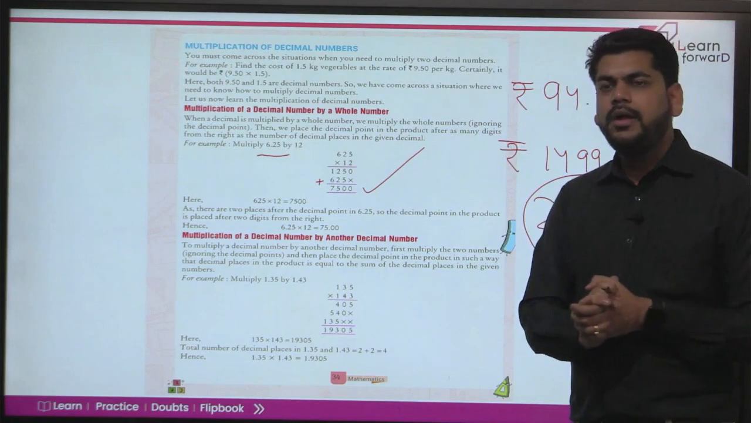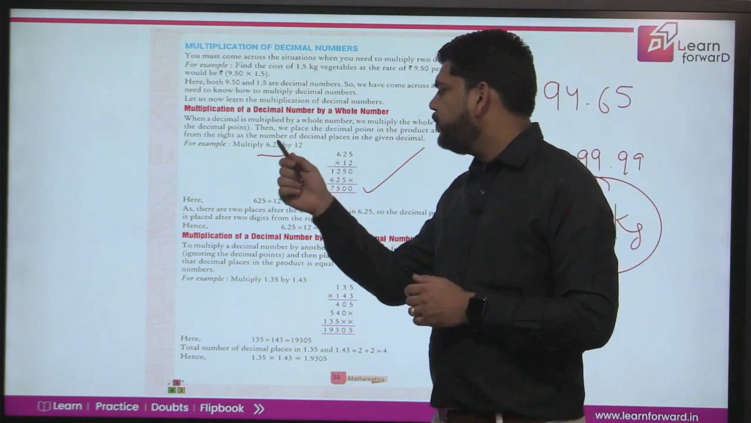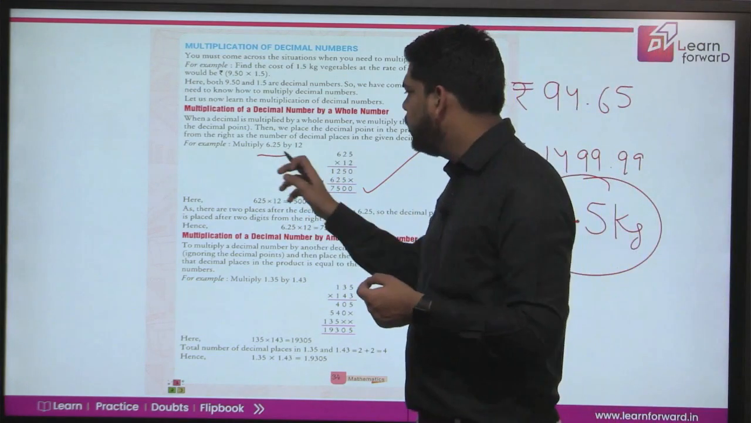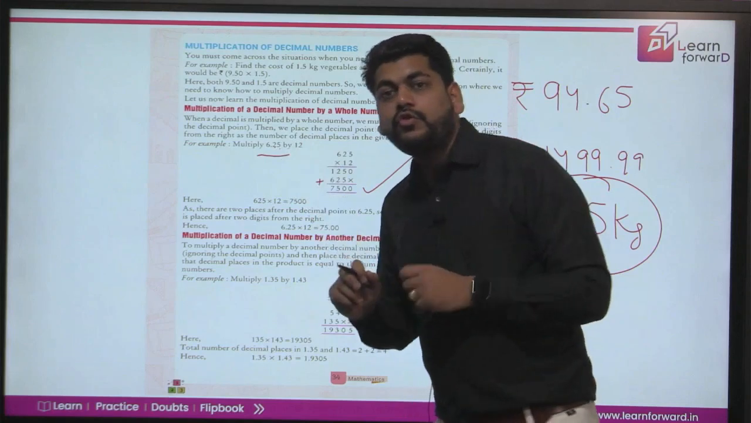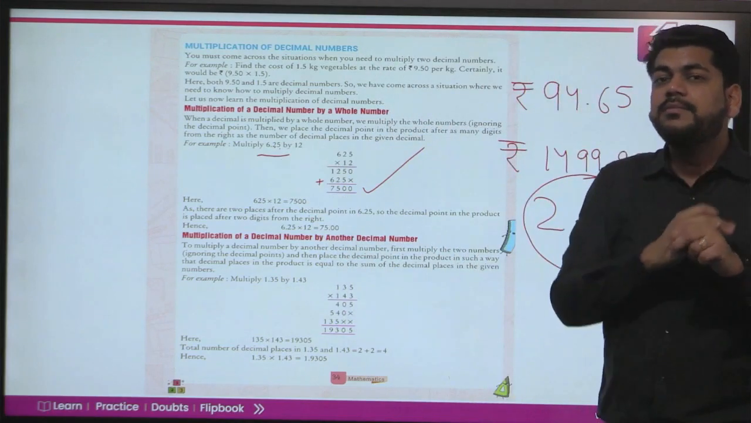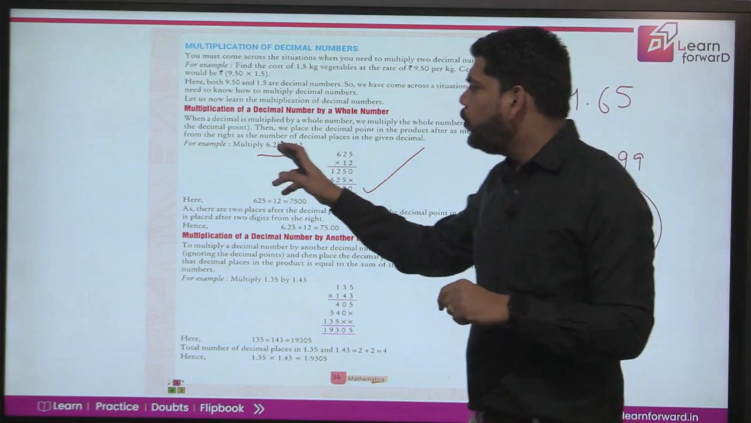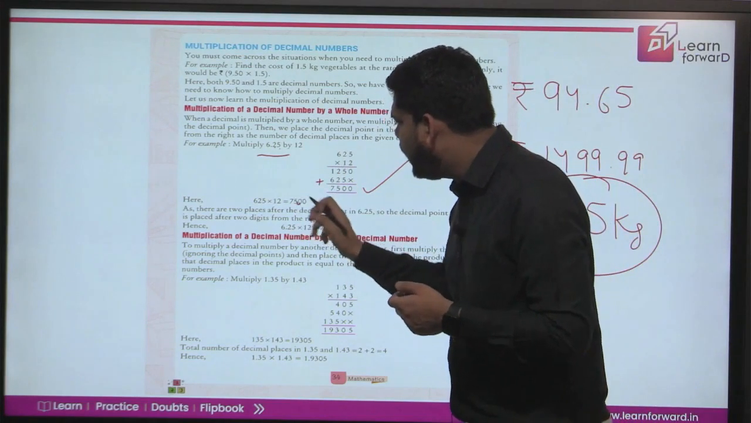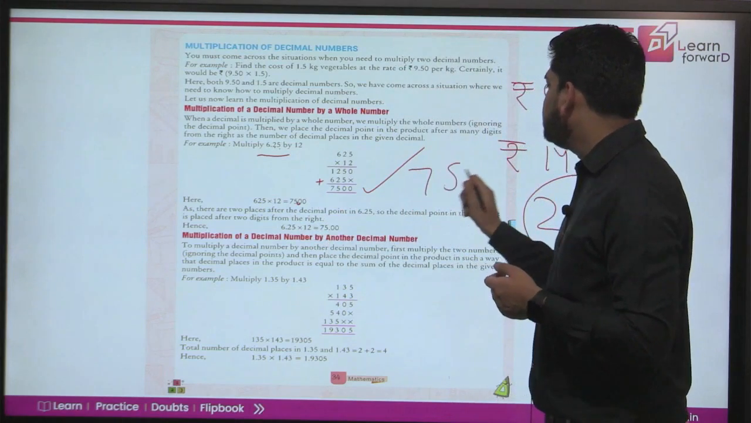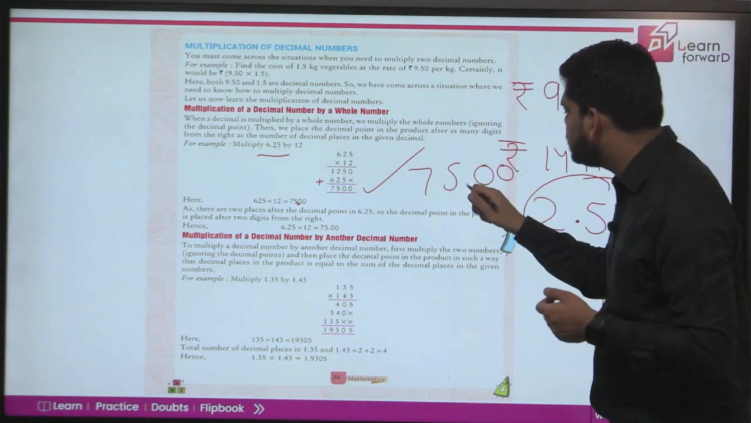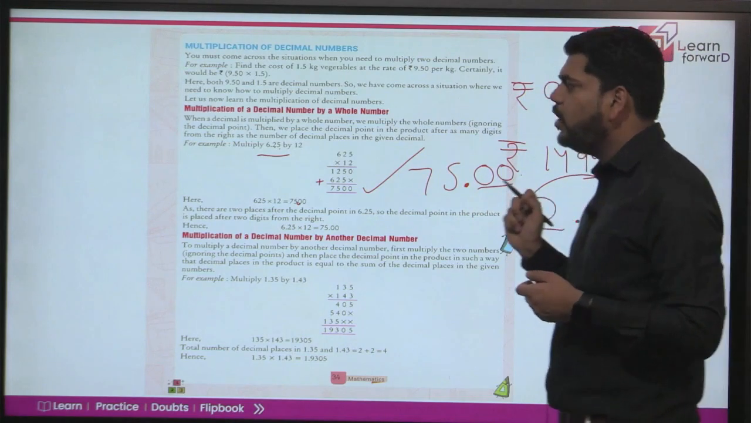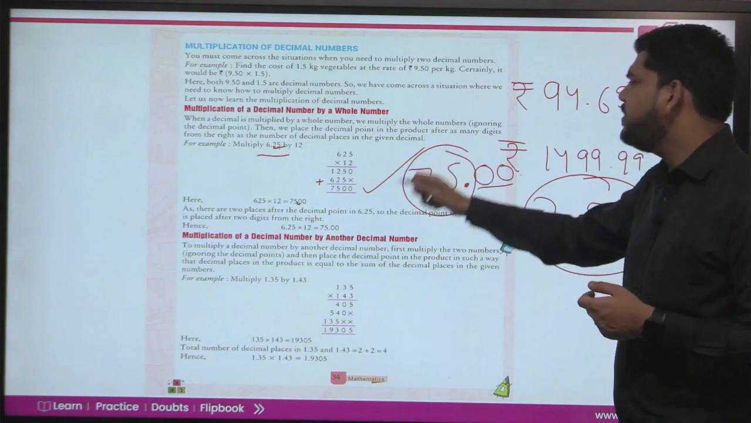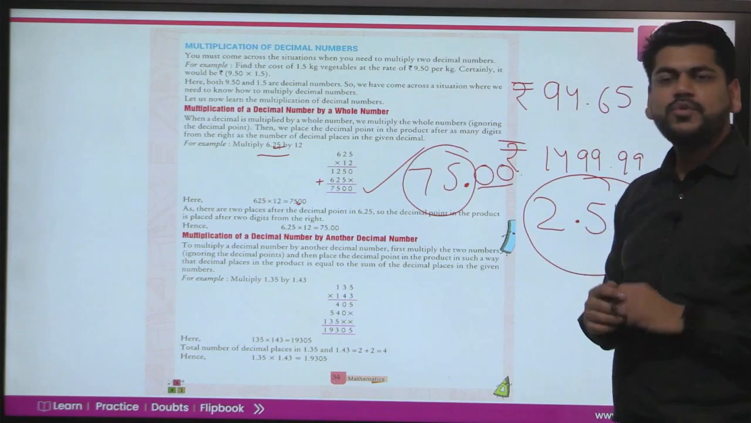This is your answer. Now you will again check that the decimal is before how many digits? 2 and 5. So how many digits are there after the decimal? 2. So we'll again put the decimal before two numbers over here. So the answer will be 7500, and we are putting the decimal before two digits because it's already there before two digits. So our final answer will be 75. I hope this is quite easy for you.